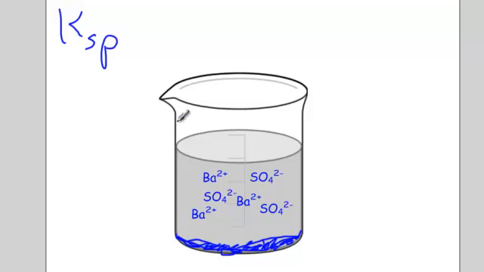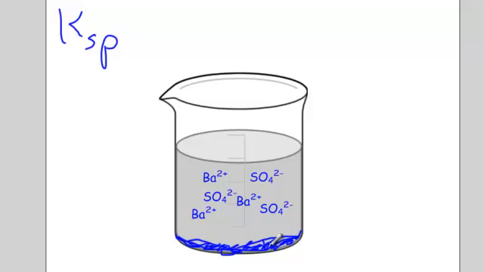This is a beaker of water. Here's the barium sulfate that's undissolved sitting on the bottom of the beaker. And then I've got a little bit that has actually dissolved. So in the water, I've got some Ba2+ ions, I've got some SO4 2- ions, but I've got a great deal more that's a solid just sitting there on the bottom of the beaker.